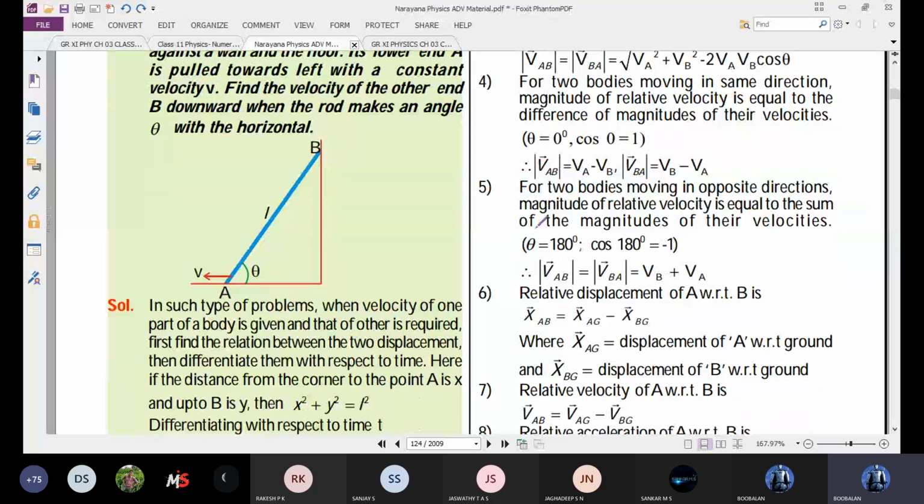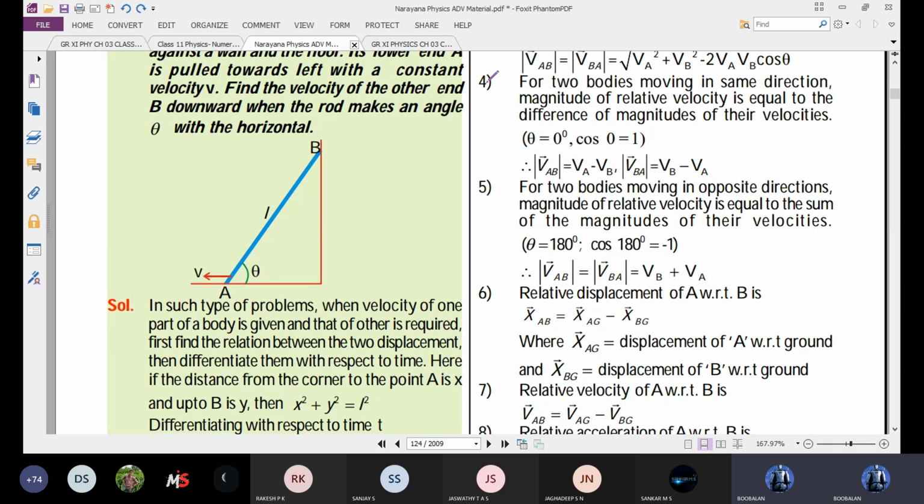Fourth condition. If two bodies are moving in the same direction, the magnitude of relative velocity is equal to the difference of the magnitudes of the velocities. So theta is 0 degrees, then cos 0 is 1, and you will get VA minus VB or VB minus VA. VA minus VB equals VB minus VA in magnitude, on one condition it is applicable.